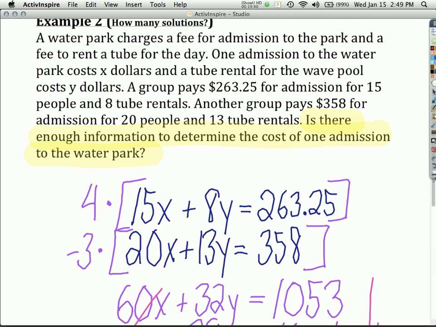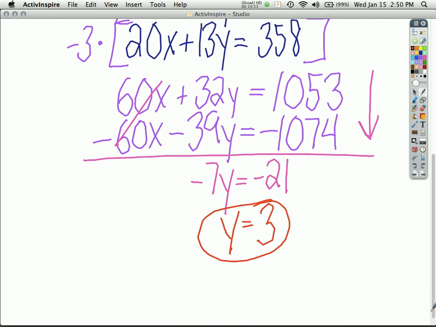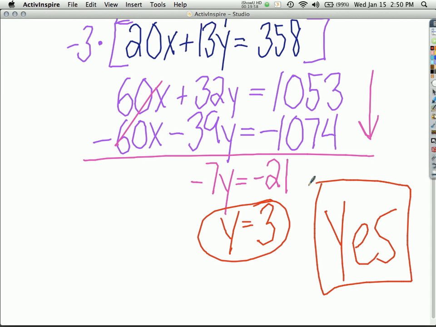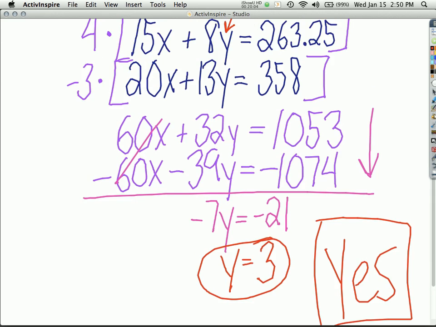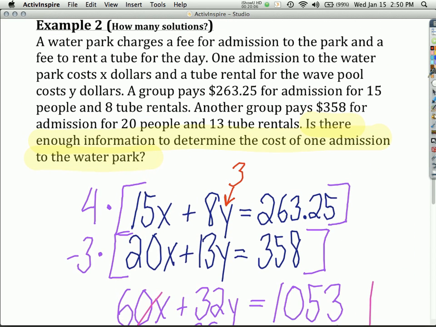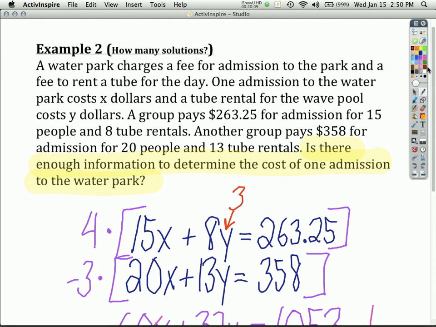Now if we just take the 3 and plug it in right there, we could solve for x, so we can absolutely solve for one admission. So we have answered the question. The question is a big fat yes, we do have enough information. Does anyone have any questions on how that worked? Or what happened, or anything at all?